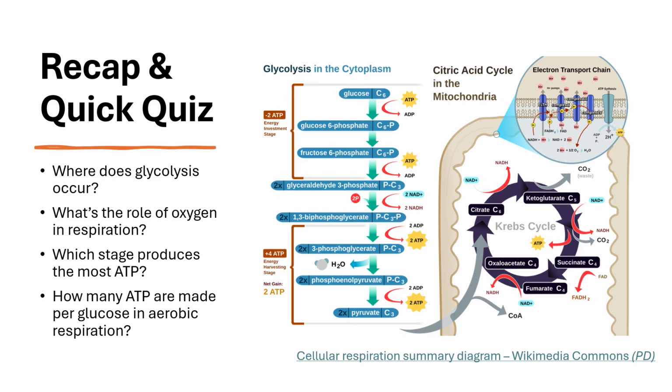And in total, aerobic respiration yields about 36 to 38 ATP per glucose molecule in eukaryotic cells. If you nailed all four questions, you're in great shape.